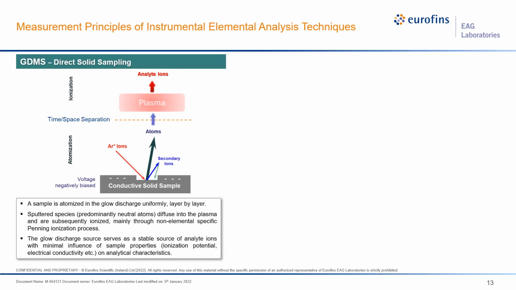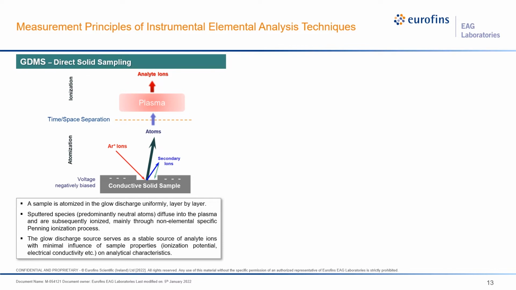And those atoms then diffuse into the plasma, the GD plasma, where they are infinitely diluted and ionized. With this mechanism, the atomization and ionization processes are separated in both time and space, which greatly reduces the matrix effect. With that, GDMS can do semi-quantitative to quantitative analysis without strictly matrix-matched standards.